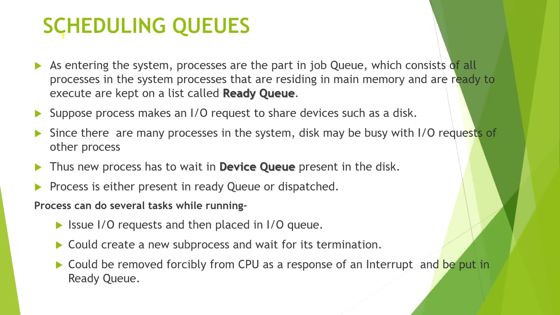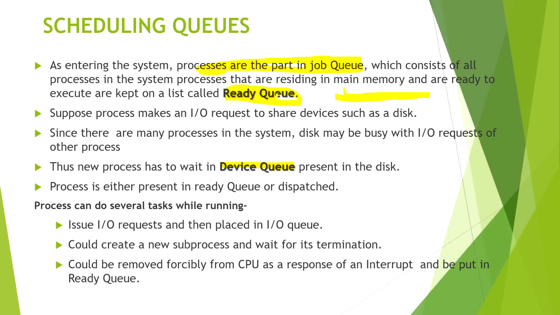So now we will be talking about scheduling queues. There are two types of scheduling queues. One is the ready queue, another one is the device queue. While entering the system, processes are part of the job queue. If there are many processes which are interested in sharing the resources, we have to keep a waiting queue for that, and we have to store different processes in it. So this is known as a ready queue.